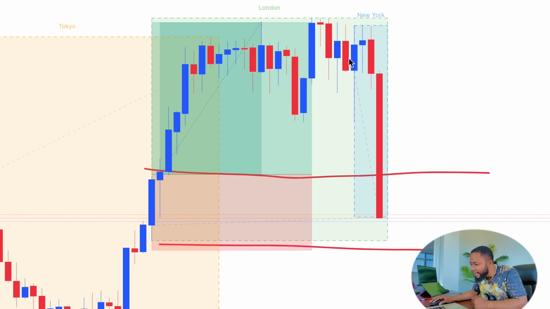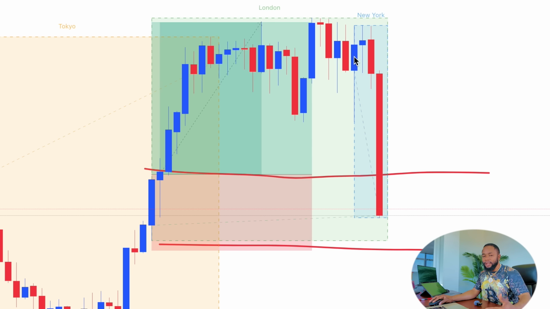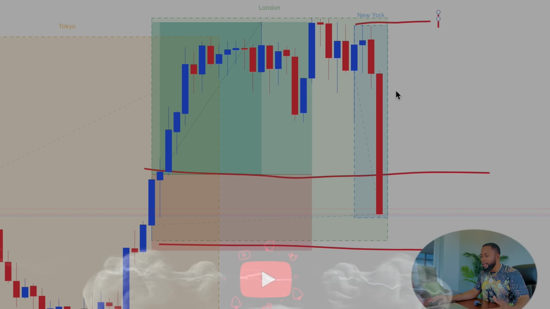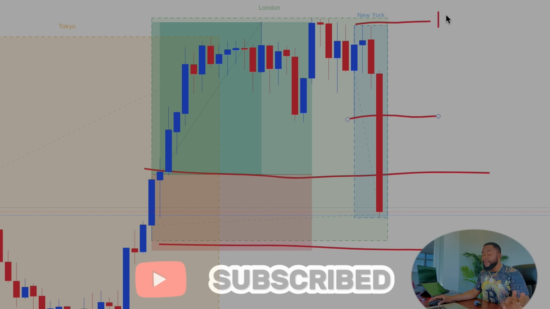This candle right here, the 3 p.m. candle, represents the time from 3 p.m. to 3:15 p.m. So by the close of the first candle after the New York session opened, we already had the low of this candle right here and the high right here. So our buy stop was somewhere here, and then our sell stop was somewhere here. So this one we're risking 52 pips.